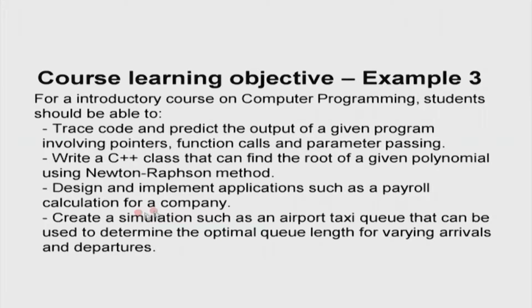Finally, last example, and the reason I am showing you all this is because the next activity is where you will write your own course objectives. So in this last example, this is a course on computer programming. It can be in any language, it does not matter. Students should be able to trace code and predict output of a given program. So they should be able to read a program, understand what it is saying, and be able to predict what the output of that program is.